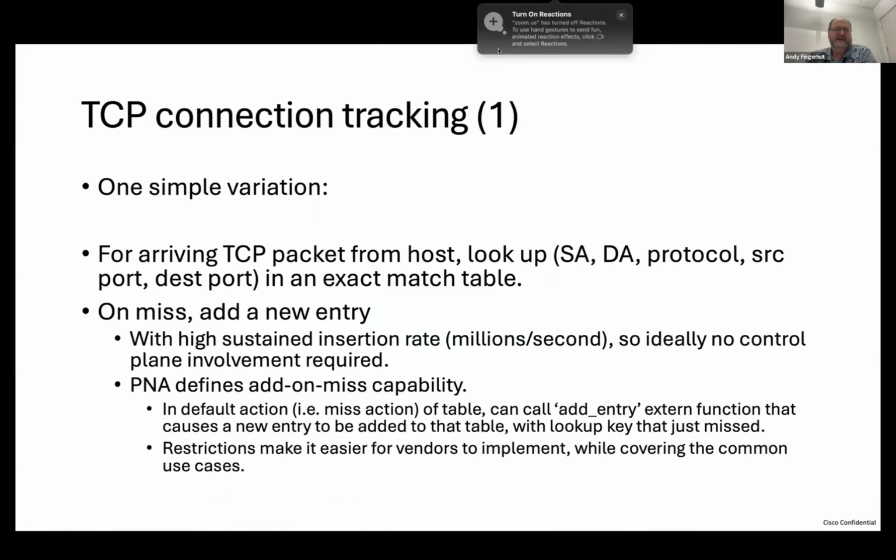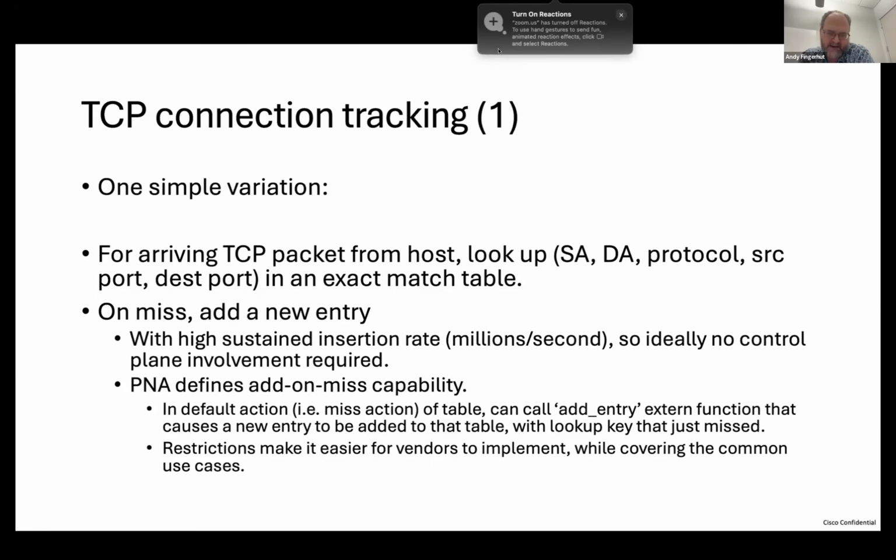I'll say a little bit about TCP connection tracking as one of the motivating examples for PNA, and the differences in PNA versus earlier P4 architectures. One simple variation of TCP connection tracking is, as TCP packets arrive from the host, you look up the 5-tuple of the packet, source and destination address, protocol, source port, and destination port, in an exact match table to see: have I seen packets in this TCP flow before? If it's a brand new one you haven't seen before, you'd like to start tracking information about it, or at least the fact that you've seen it before.